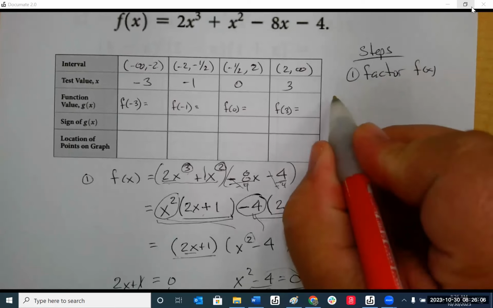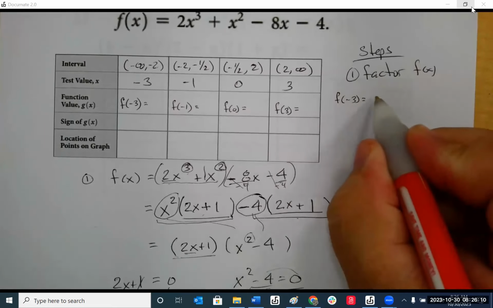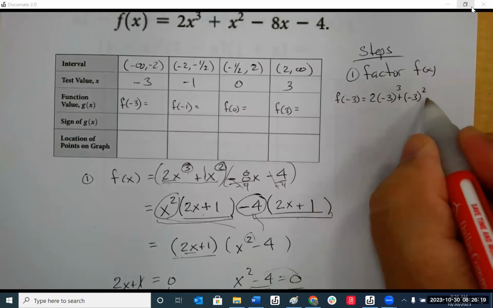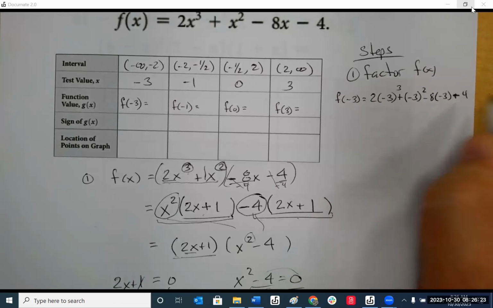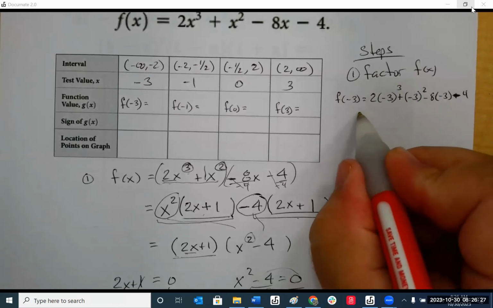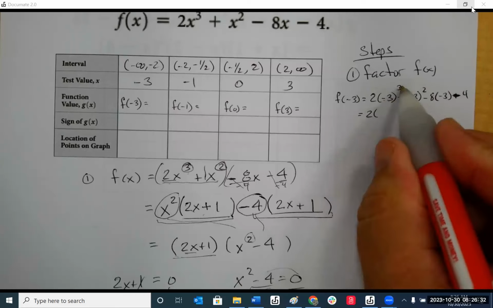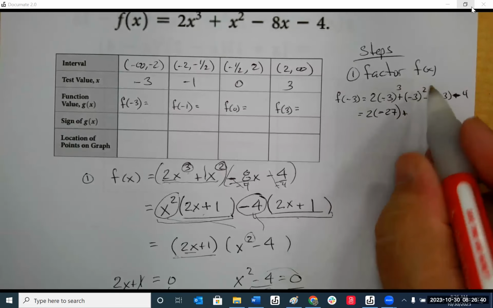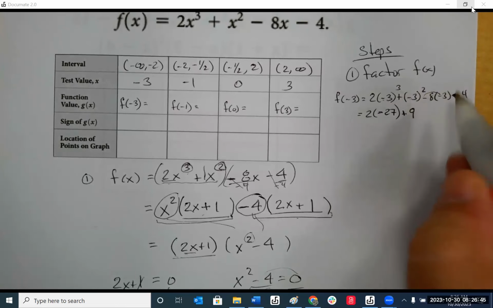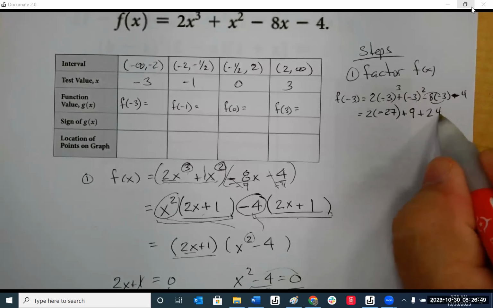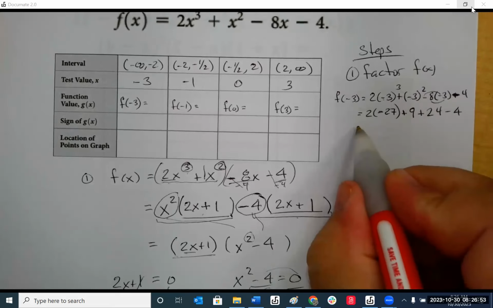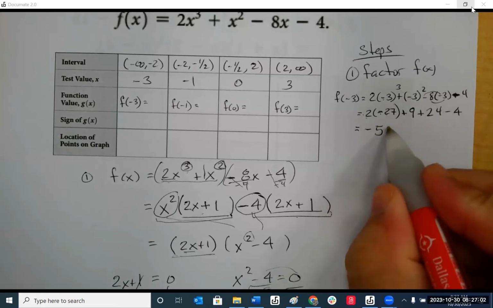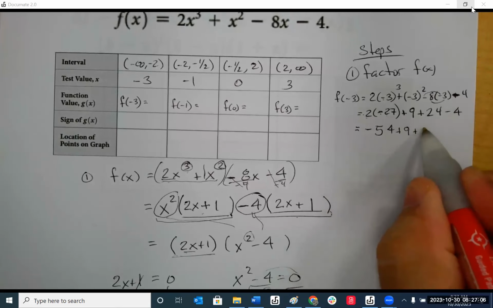All right, so the first one we have: 2 times negative 3 cubed plus negative 3 squared minus 8 times negative 3 minus 4. Negative 3 times negative 3 times negative 3 is going to be negative 27. Negative 3 times negative 3 is positive 9. Negative times negative is positive. 8 times 3 is 24. Minus 4. Positive times negative is negative. 2 times 27 is 54. It's 24.